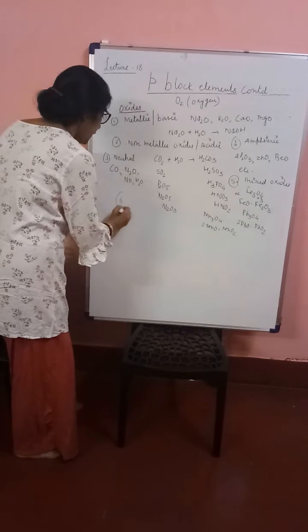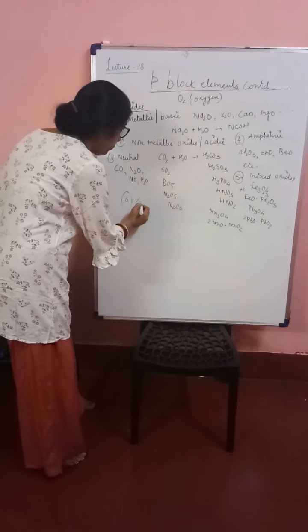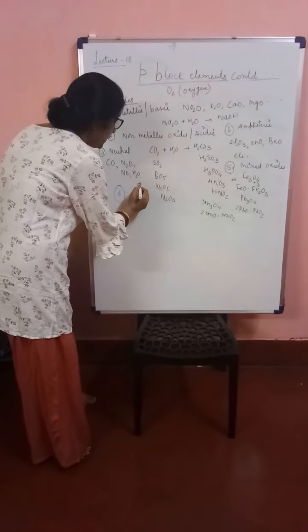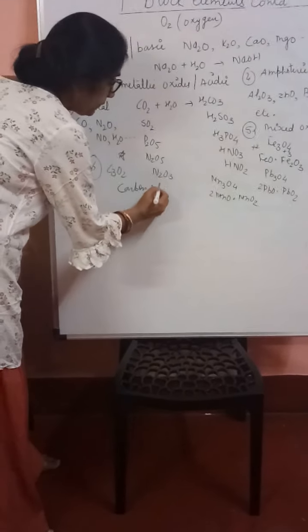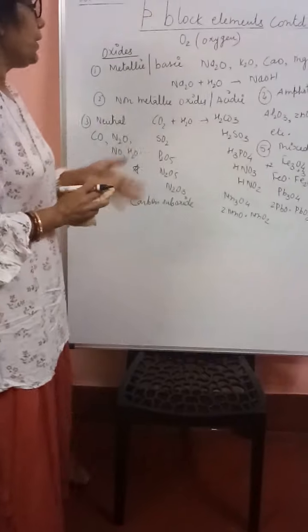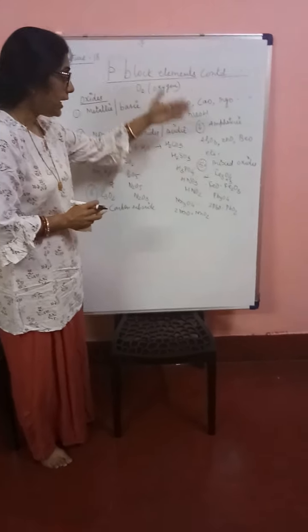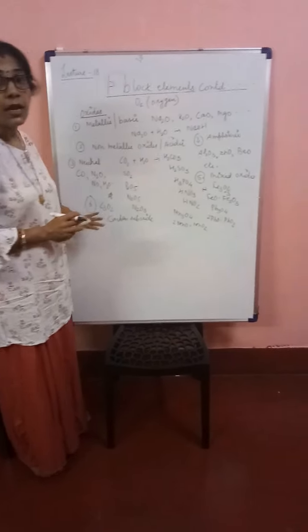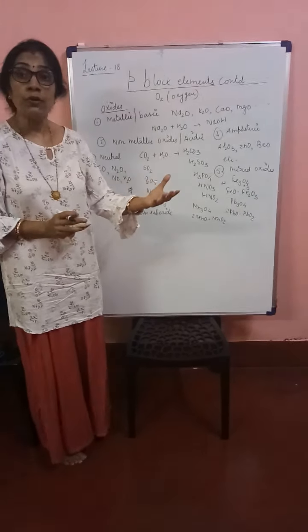But it can have suboxides also. C3O2, a very important example, dear children, is carbon suboxide. So metallic, non-metallic, mixed oxide, amphoteric oxide, suboxide, and so on. These are the different types of oxides.